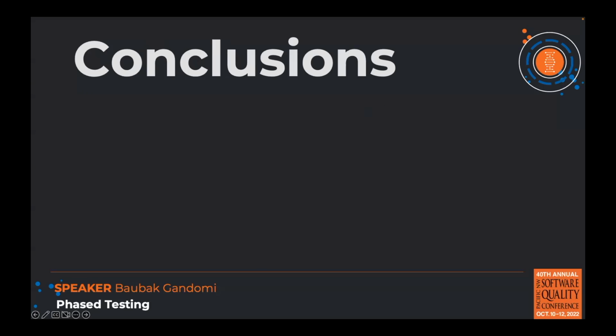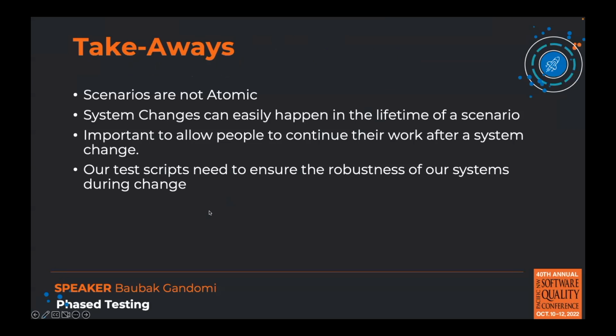Okay. So I'm reaching the end of the presentation, so I'm going to talk about the conclusions. Basically, the takeaways I would like you to leave this meeting with are that we would like you to think of scenarios that are no longer atomic. We do this normally in our automated tests, but phase tests look at scenarios differently, saying that they can be interrupted, and they should be. And system changes can happen in the lifetime of a scenario or a workflow.